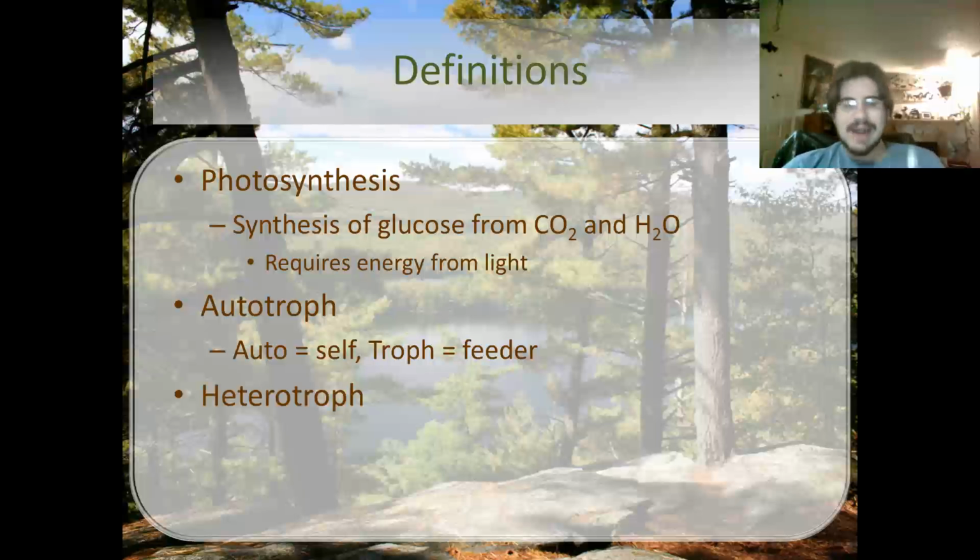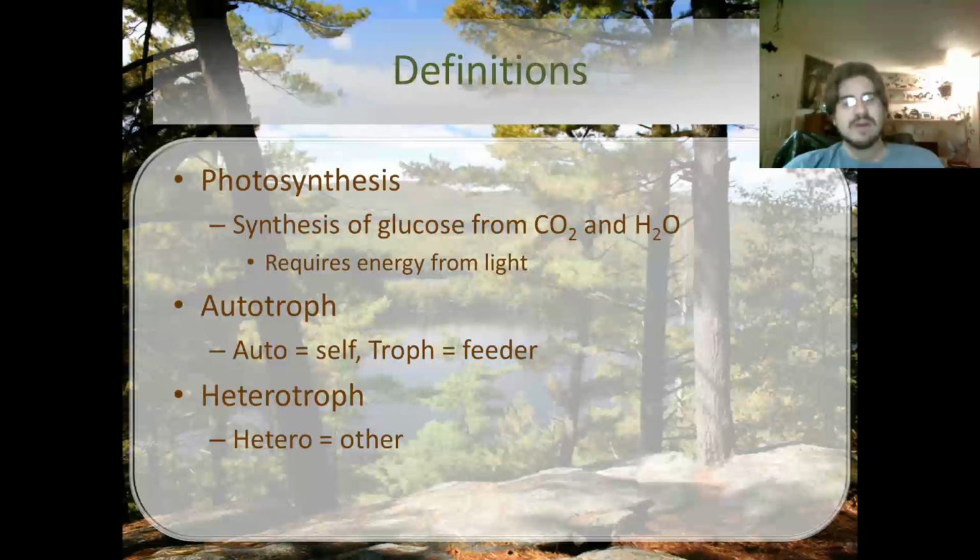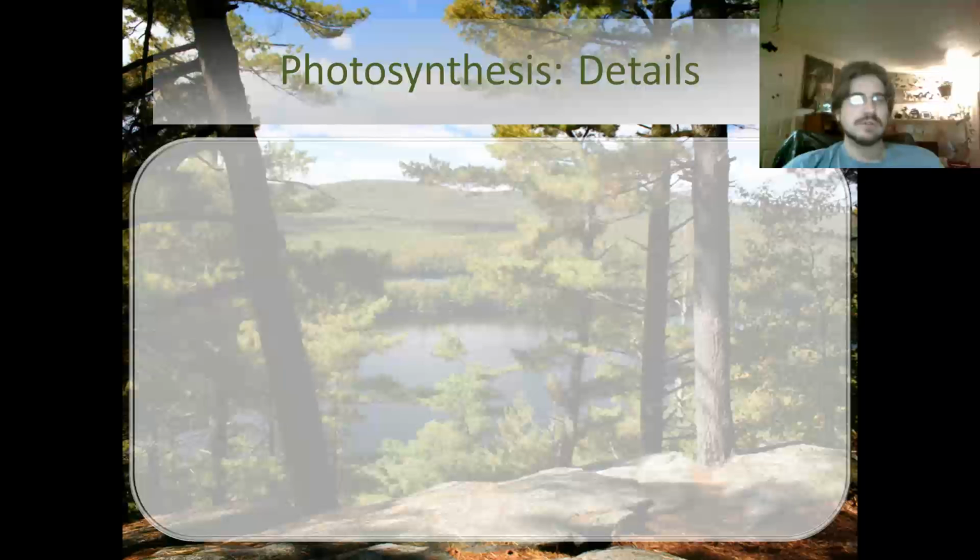Heterotrophs cannot produce their own food. In fact, they must consume something else in order to get the organic nutrients they require. So hetero, other, troph, feeder. So they eat other things. So whether that's something that's alive or something that was recently dead, it doesn't matter. It's just eating something else. It can't make its own organic food. It can't make its own glucose.